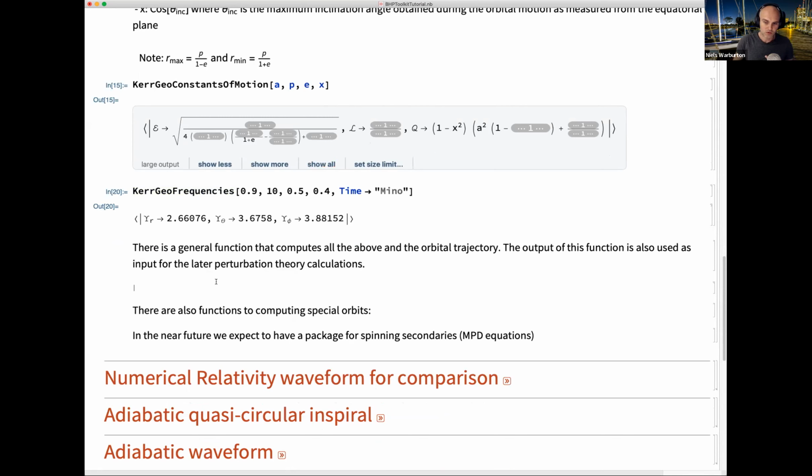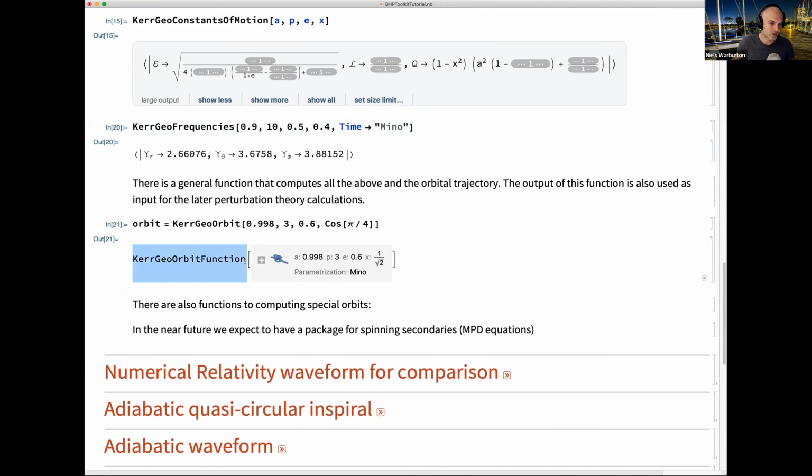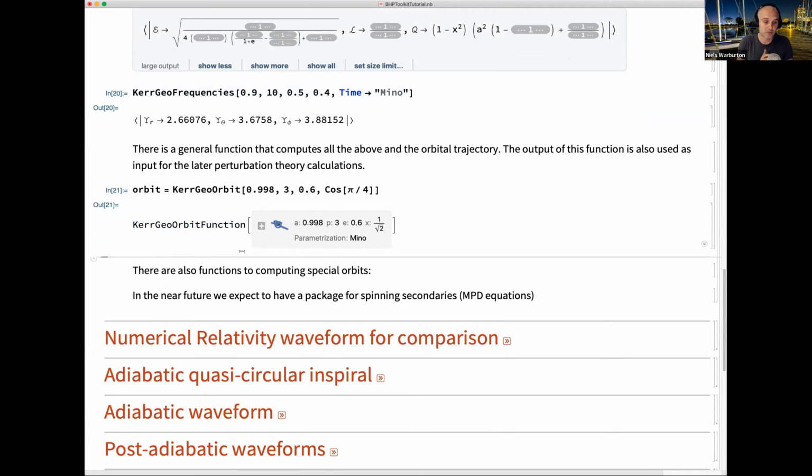Probably the most useful function in the package is one that basically does this all for you and also gives you the orbital trajectory. And actually, this is something that's going to be needed to be fed into the later parts of the calculations. So the Teukolsky package will need this. So we can define what's called a KerrGeoOrbit. Again, we'll pick some parameters. And when you run that, this gives you some object, in a Mathematica sense, a KerrGeoOrbit function that you can now query for various properties, basically.